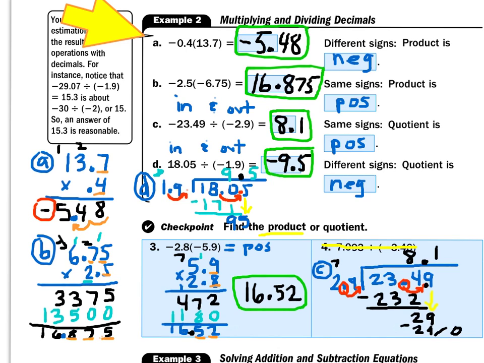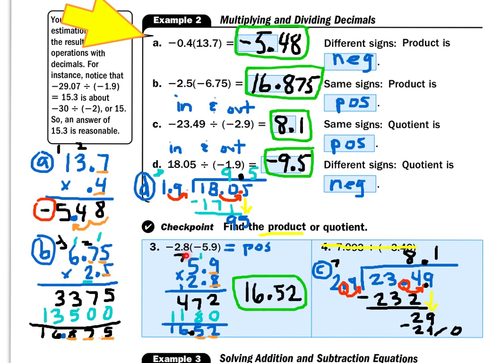Then you want to do your long division, and this came out 9.5. I just have to remember to put a negative on my answer. So it's negative 9.5. And then take a look at number 3 in the checkpoint.